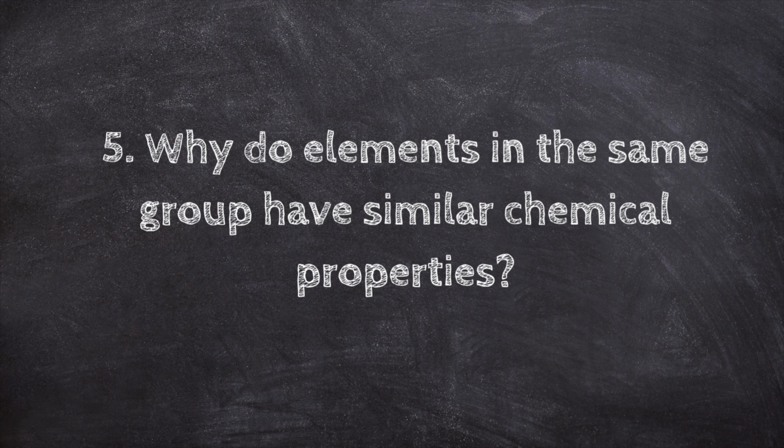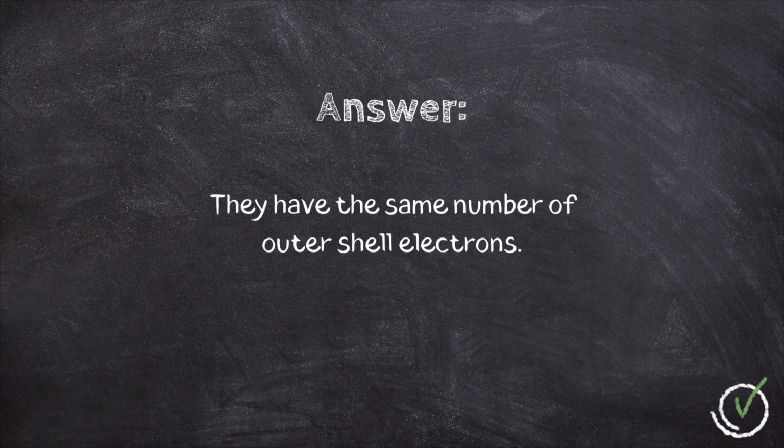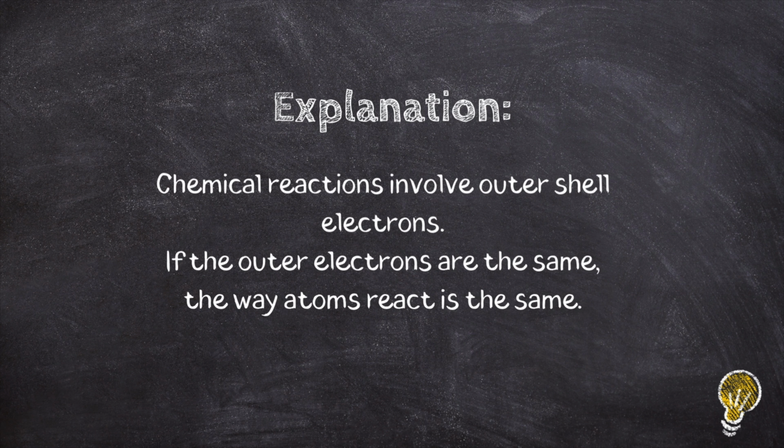Why do elements in the same group behave similarly? Think reactions. They have the same number of electrons in their outer shell, but that's not the full story. Chemical reactions only involve outer shell electrons. Inner electrons don't take part. So if two elements have the same number of outer electrons, they lose, gain, or share electrons in the same way. And that's why their chemical properties are similar. Same outer electrons, same reactions.